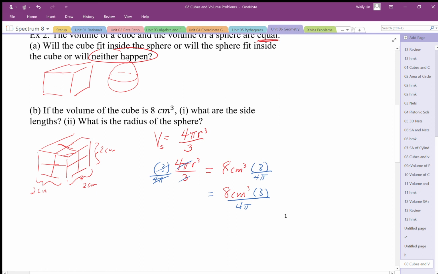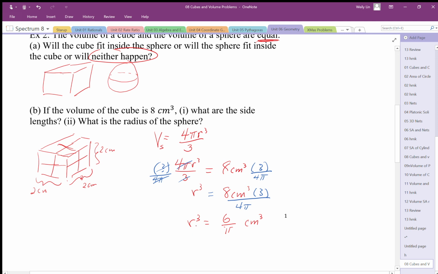So what's left on the left hand side here? I'm just left with r cubed. Then I'm going to simplify that before I do another step. I don't want to do too many steps at once. 8 divided by 4 times 3 is 6 over pi, and that's centimeters cubed. That's how many cubes I have.